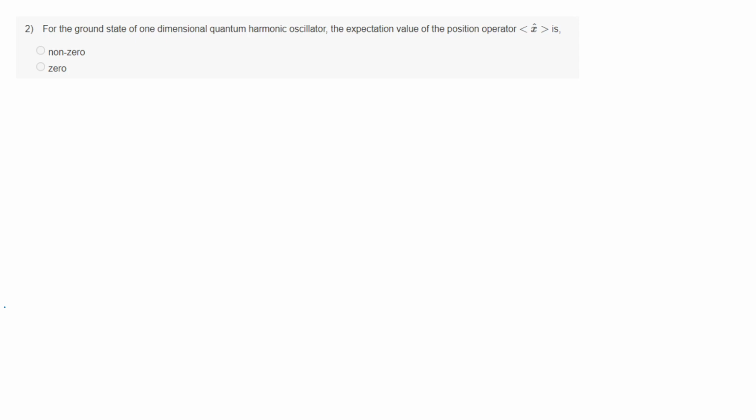So the first method. We are taking the function psi 0 of x, which is proportional to e raised to minus kx square, considering a Gaussian function here, where k is some constant.